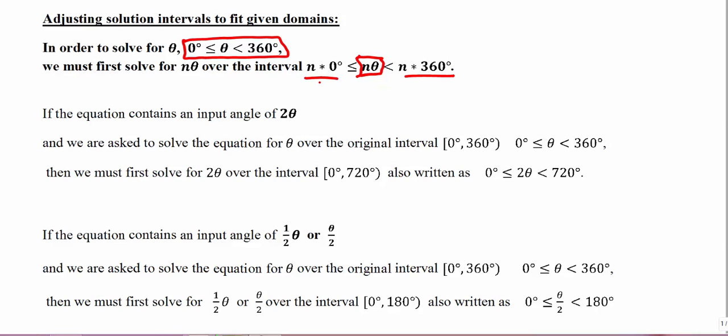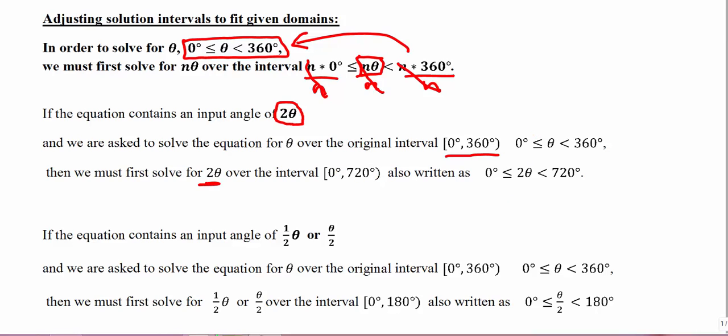Why would we do that? Well, once I have solved for n theta first, I'm going to go through and divide everything through by n. When everything is divided by n, suddenly we have solved for theta in between the two desired values within the original desired interval domain. So for example, if we are solving an equation that contains an input angle of 2 theta, remember that we really want to get to the value for theta. And if we were originally asked to solve for theta between 0 and 360 degrees, then we must first solve for 2 theta between 0 and 720 degrees.